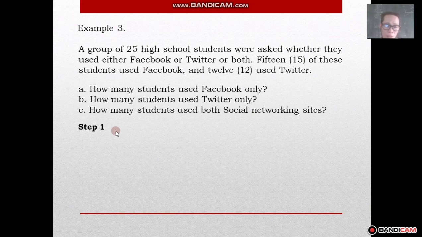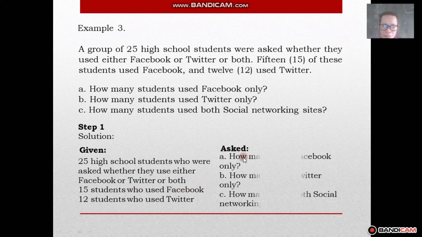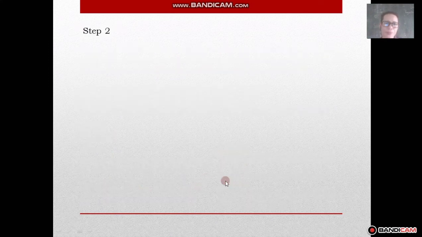Step 1, determine what are given and what are being asked. The solution. So these are the given based on the given data here. Then these are the things being asked. Alright. Then step 2, illustrate using a Venn diagram.